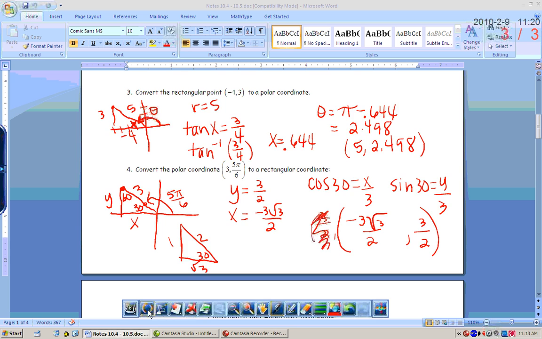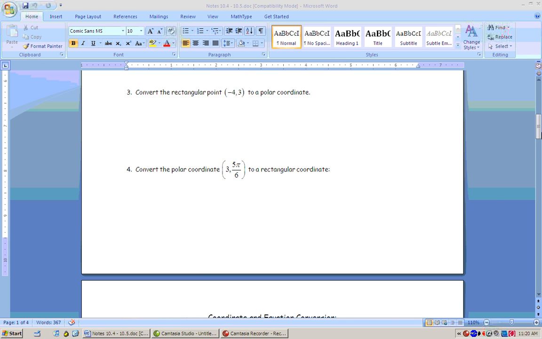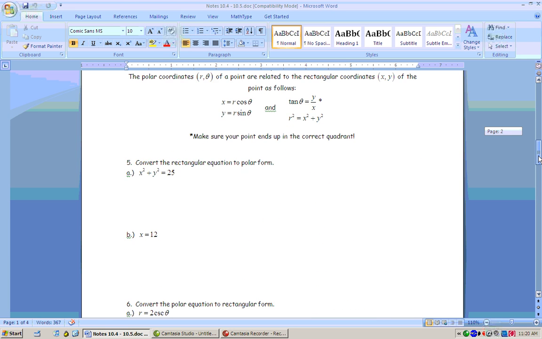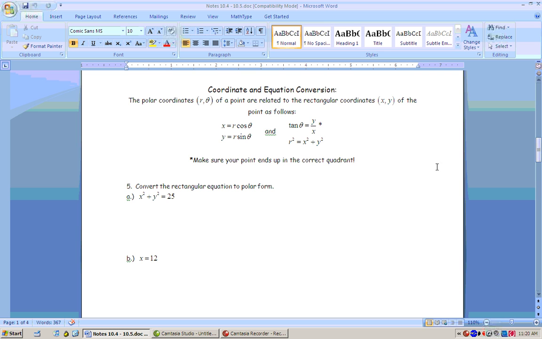All right, the next page summarizes what we just did. There are formulas for doing that. Coordinate conversion. And you can memorize those if you want, but I think it's easier to draw a picture and just work your way through it. But anyway, you can do that if you want. All right, the next thing is we're going to convert a rectangular equation to polar form. And that, actually, you do need these conversions right here.